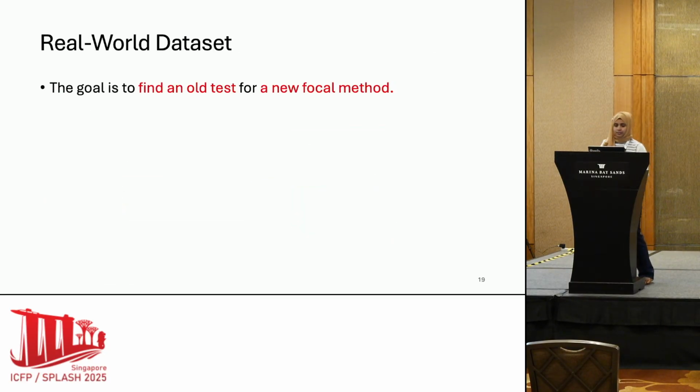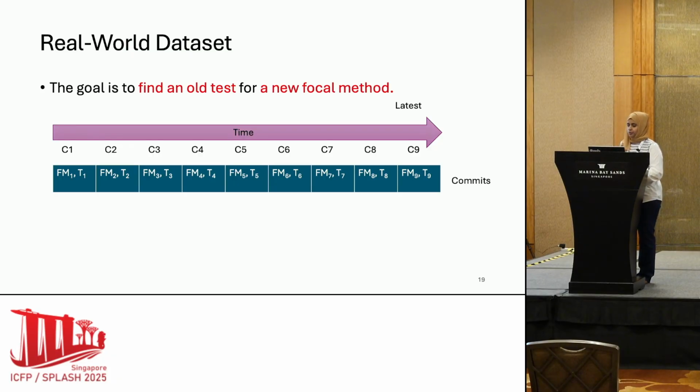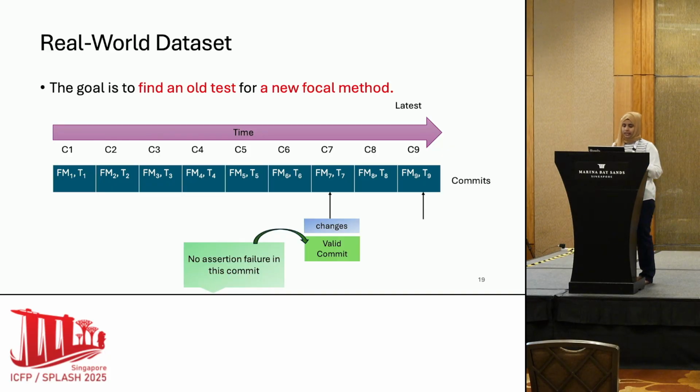In the case of real world dataset preparation, here we mainly traverse the Git history. For example, we have 9 commits in the history. We start with the latest commit, that is C9, and we go backward. For example, first we go to the C8 commit, and we find there is no change in the focal method and the test code. So then we go back again, and we find that the code changes happen and it is a valid commit. By valid commit, we mean there is no assertion failure in this commit. If it happens, then we replace this T9 with T7.